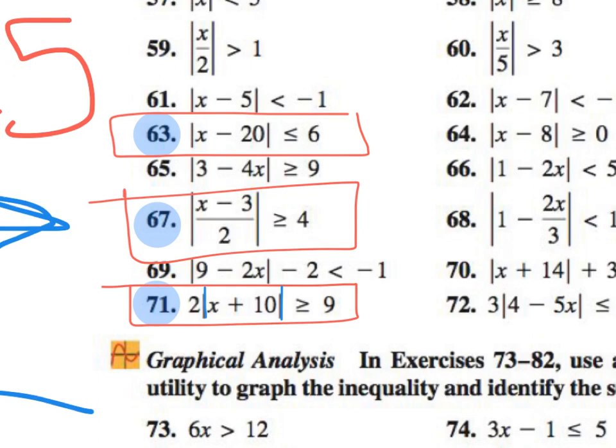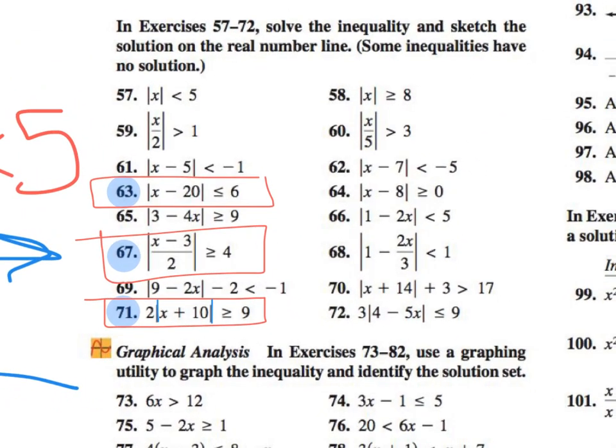So 71 is "and" or "or"? 71 after you divide by 2 stays greater than, so it's an "or." But if that was a -2, then it would go to greater. I mean, it would go to less than, and it would be an "and" statement. Those two might like. Yeah.